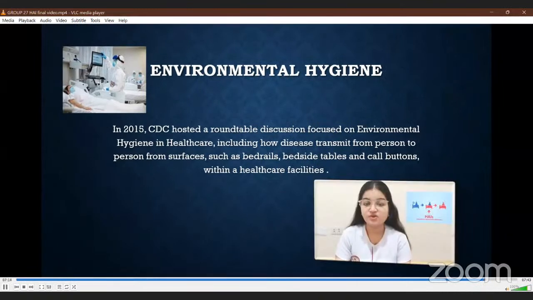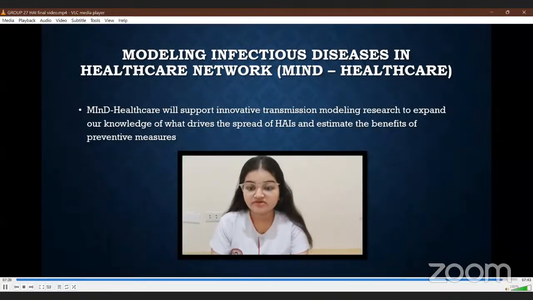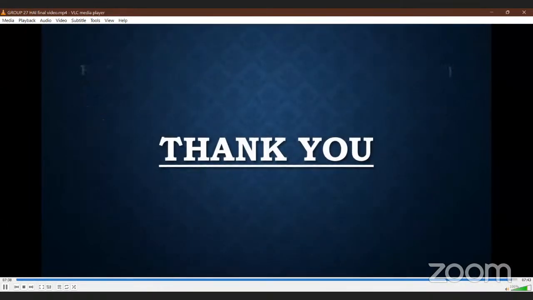In 2015, CDC hosted a roundtable discussion focused on environmental hygiene in healthcare, including how disease is transmitted from person to person through surfaces such as bed rails, bedside tables, and call buttons within hospital facilities. Modeling will support innovative transmission modeling research to expand our knowledge of what drives the spread of HAIs and estimate the benefit of preventive measures.